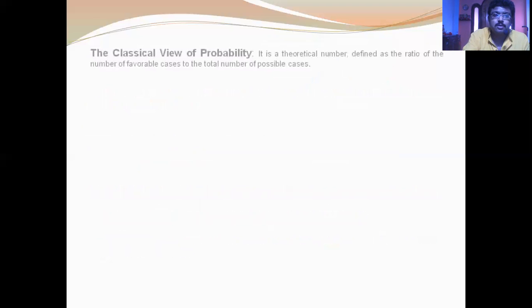Now, the classical view of probability. There are a number of views of probability. The first is the classical view of probability. It is a theoretical number defined as the ratio of the number of favorable cases to the total number of possible cases.